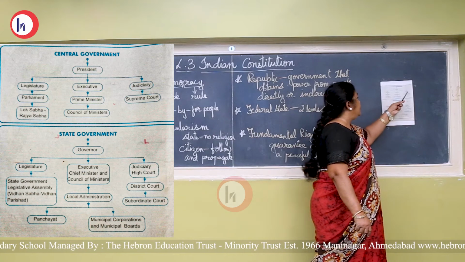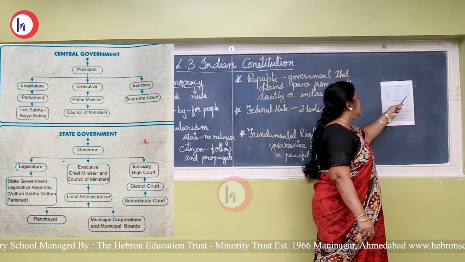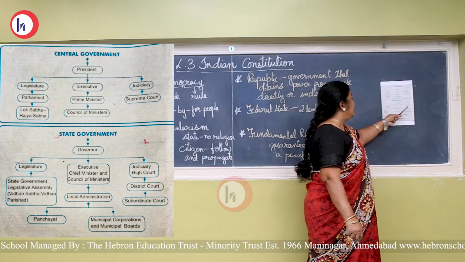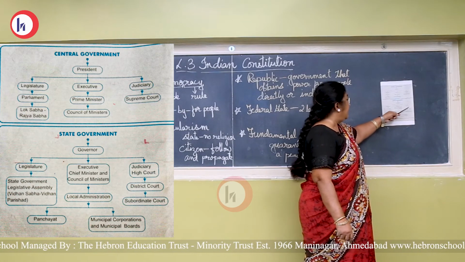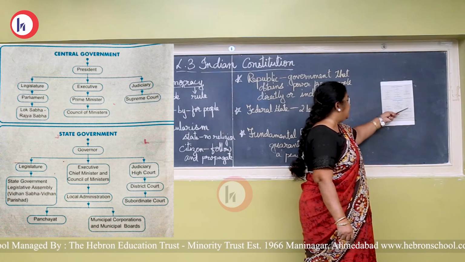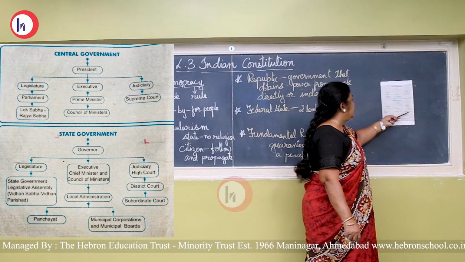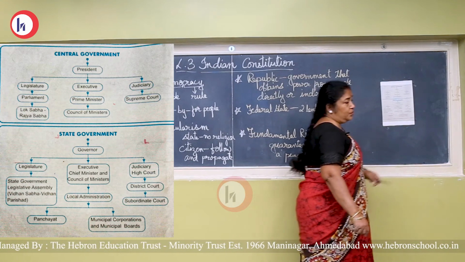And the judiciary at the central level is the Supreme Court, and then the judiciary at the state level. The highest judiciary at the state level is the High Court. It is followed by the district courts and the lower courts.